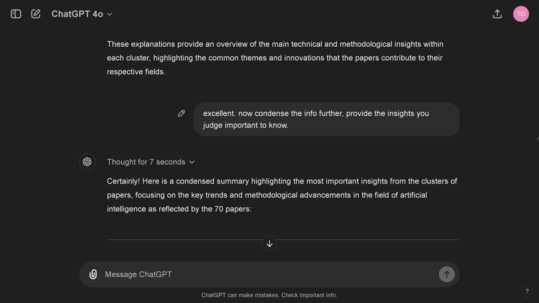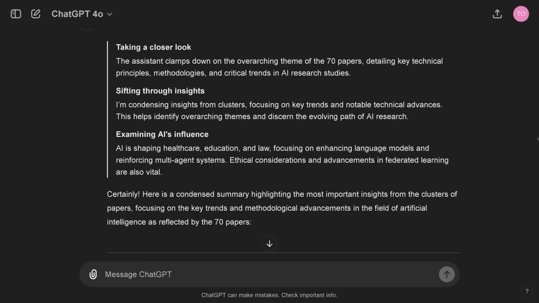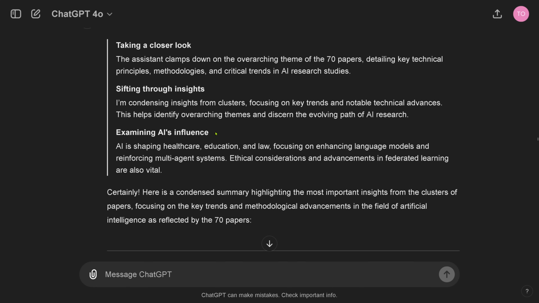And now I said, hey, excellent, but now condense this information further. Provide the insights you judge important to know. So I want to understand if the o1 system from OpenAI is now judging, is now evaluating, what would o1 say is important from all this information that it provided. Just thought for 7 seconds. Sifting through the insights, examining the influence. AI is shaping healthcare, education, law, focusing on enhancing language models and reinforcement, multi-agent systems.